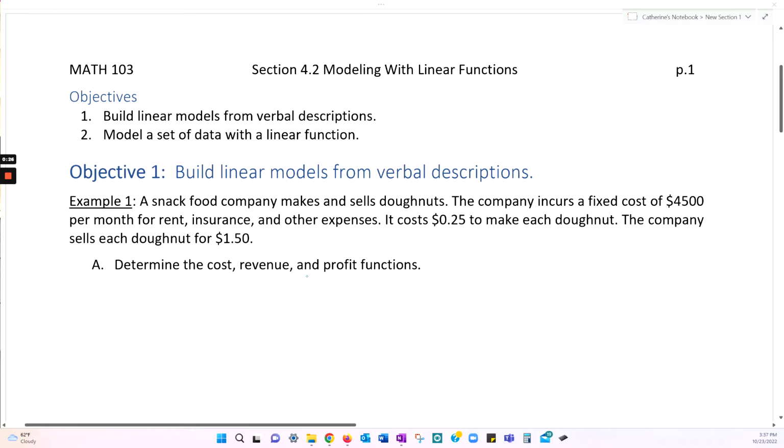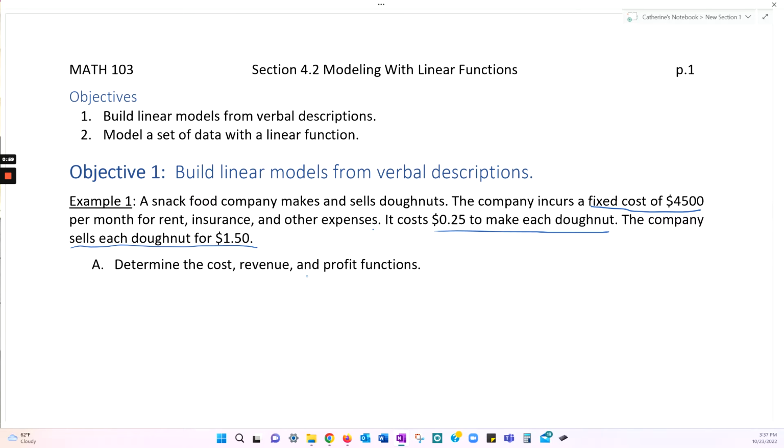A snack food company makes and sells donuts. The company incurs a fixed cost of $4,500 per month for rent, insurance, and other expenses. It costs 25 cents to make each donut. The company sells each donut for $1.50. Okay, so we have a fixed cost of $4,500, and then it costs 25 cents to make each donut, and then it sells each donut for $1.50.